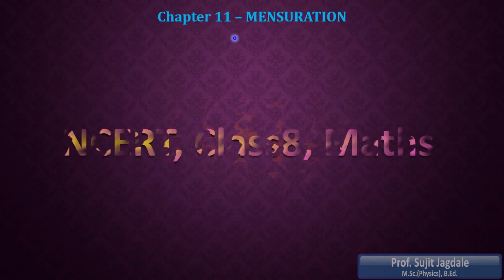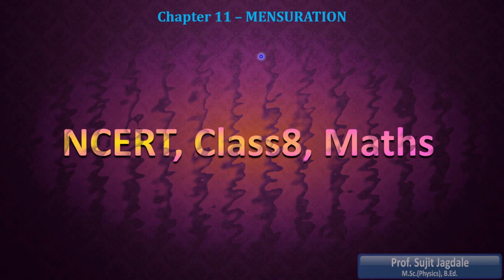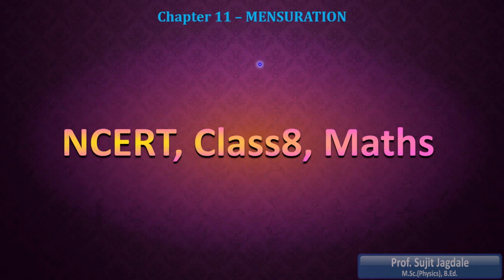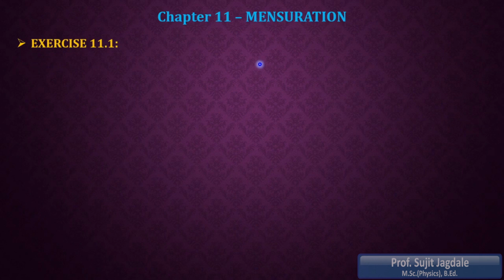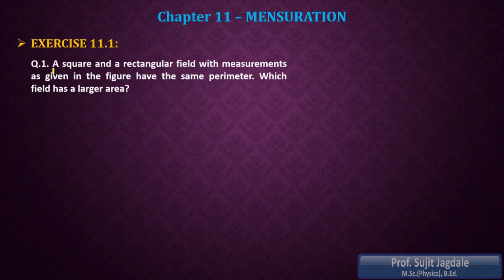Today we are going to start the new lesson, chapter number 11, which is mensuration from the NCERT syllabus for class 8 maths. We are going to start the first exercise, which is exercise 11.1, and from that today we are going to consider question number 1, which is like this: a square and rectangular field with measurements as given in the figure have the same perimeter. Which field has larger area?